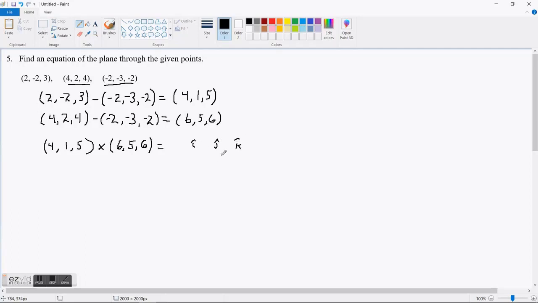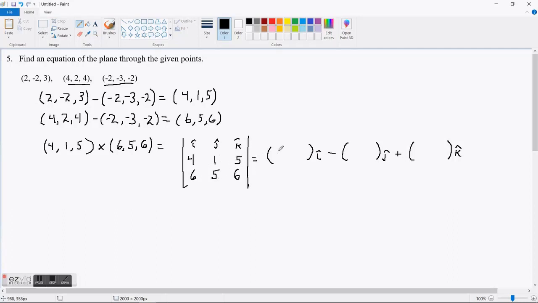The first row in the determinant is I, J, K. The second row is the first vector in our cross product, and the third row is the second vector in our cross product. Okay, remember, these determinants always look like a difference of values times I minus a difference of values times J plus a difference of values times K. Okay, that minus in there is crucial. People miss that, and that's a very common mistake here.